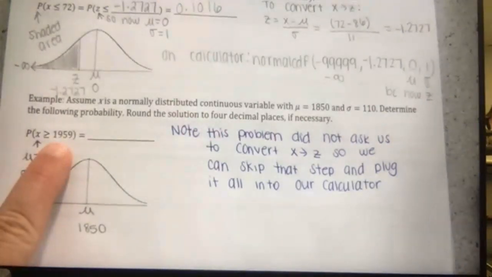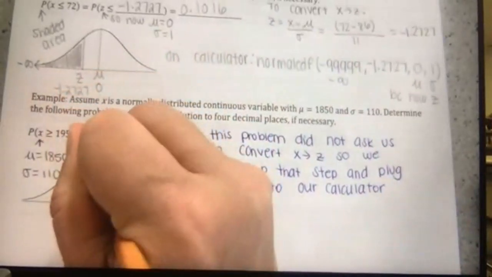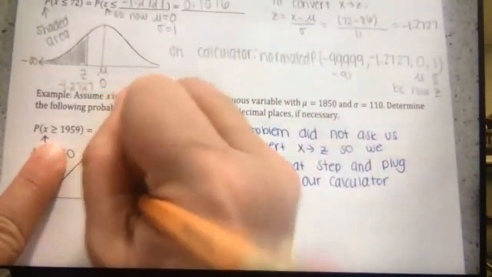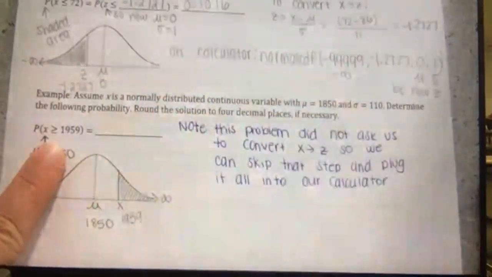All right, so our X value is 1959. 1959 is greater than 1850, so our X value is going to be on the right-hand side of our mean. So somewhere over here, X value is 1959. And we're saying that X is greater than or equal to, so greater than or equal to means everything on the right-hand side going on forever towards positive infinity.